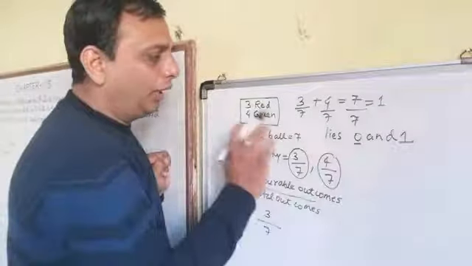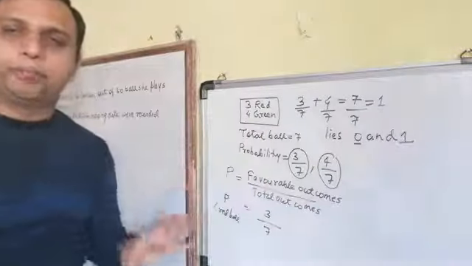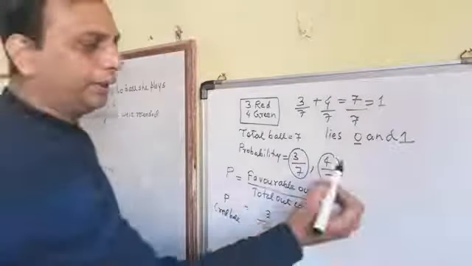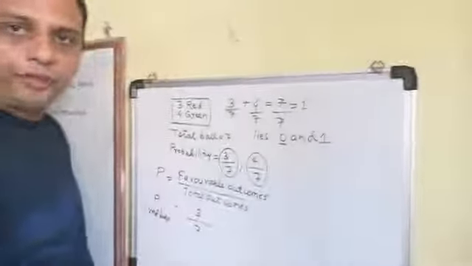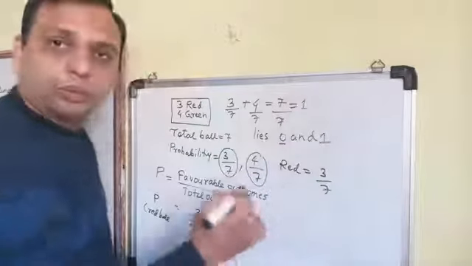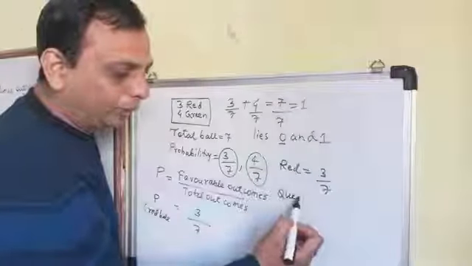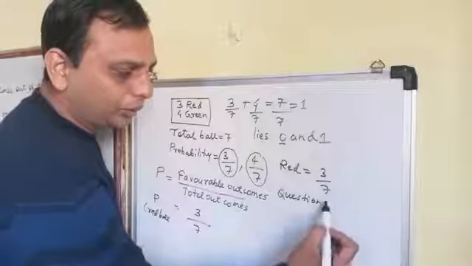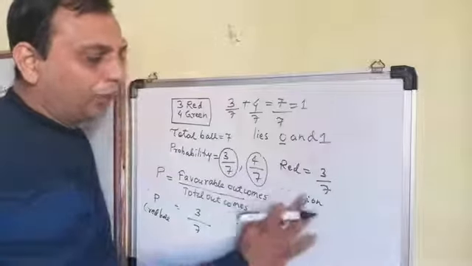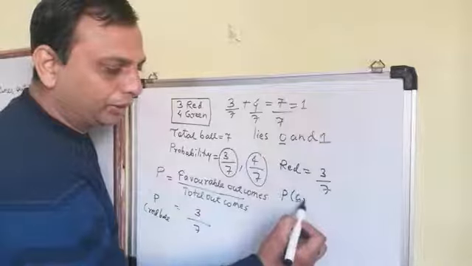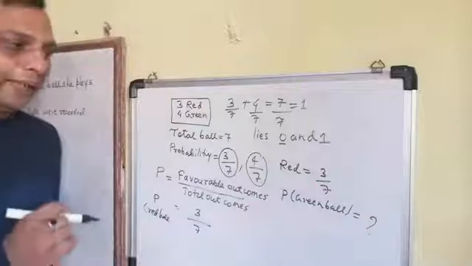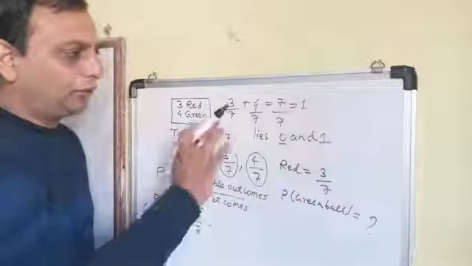Suppose you don't know how many balls are there in this box. There is one box, and there is one question. We have the probability of the red ball: the red ball probability is 3 upon 7. And the question comes, find the probability of the green ball. So how do we find the probability of the green ball? To find it, we'll use the formula.